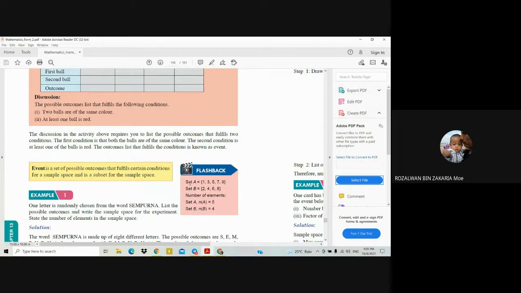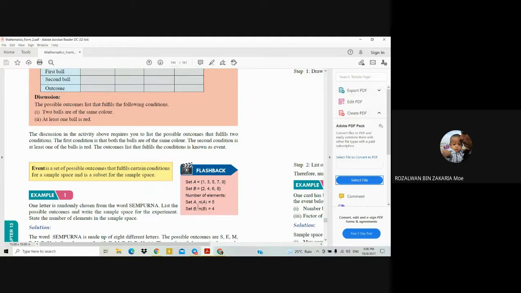So let's say set A equals {1, 3, 5, 7, 9}, set B equals {2, 4, 6, 8}. For set A, 1, 3, 5, 7, 9 are the elements of set A. So the number of elements for set A is 1, 2, 3, 4, 5. That is 5 elements. You can write it like this: use a smaller n for the number of elements, in bracket capital A for set A, so n(A) equals 5.